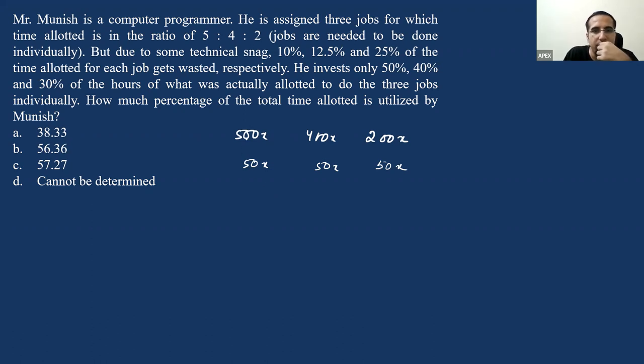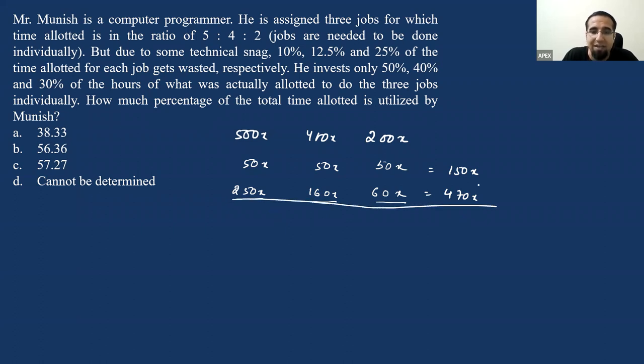Clear? And he invests only 50% of the time allocated. That means 250x. Clear? 40% of this is 160x, and 30% of 20 is equal to 60x. So 250 plus 160 plus 60, right? 160 plus 60 is 220. 250 plus 220 is 470. So this is the time that he has invested. And 150x is automatically wasted, which means the total time that he has invested in this already is 620.